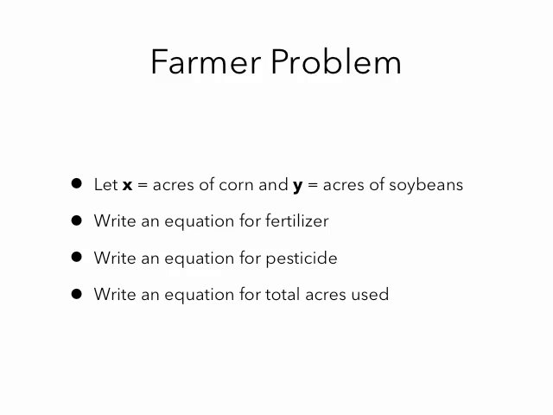When you do the farmer problem, I'd like you to use X for the acres of corn, Y for the acres of soybeans, and you're going to need 3 equations. One for fertilizer, one for pesticide, and one for just the total number of acres available.